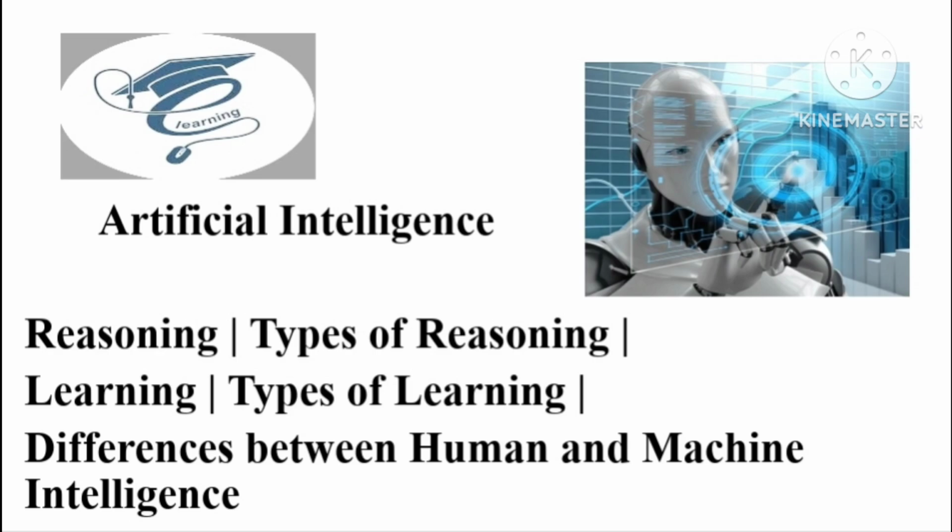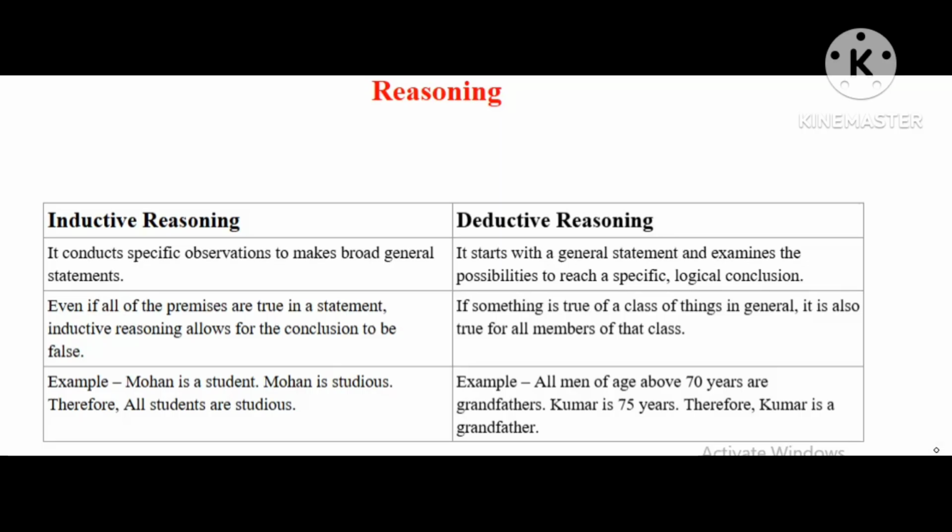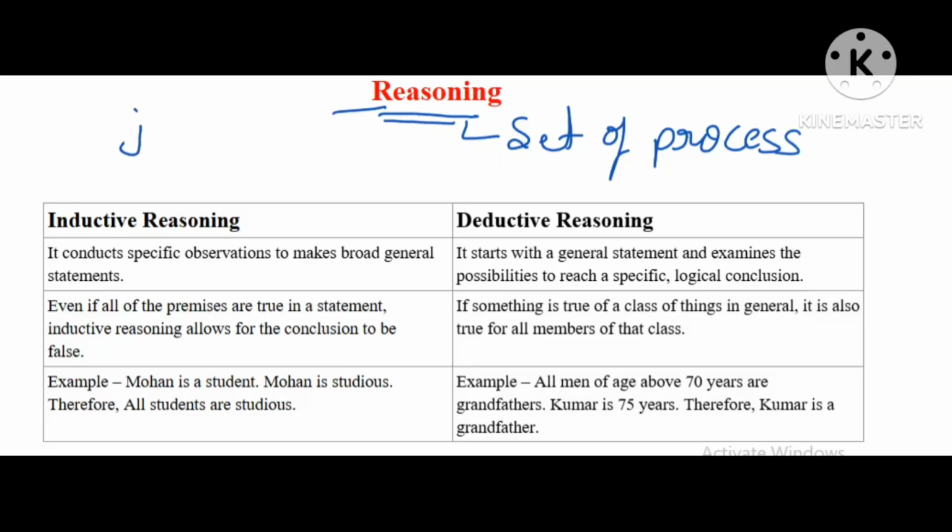Hello everyone. To discuss today is reasoning. Reasoning is nothing but a set of processes. It gives the capability of giving judgment. Judgment is nothing but enhancing the decision-making capability in machines. So that is what we are considering for reasoning.